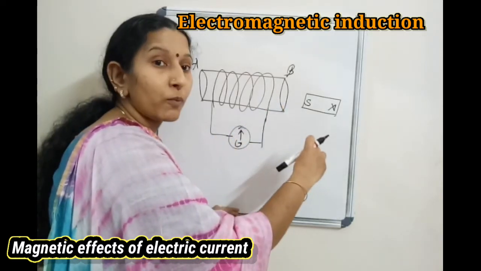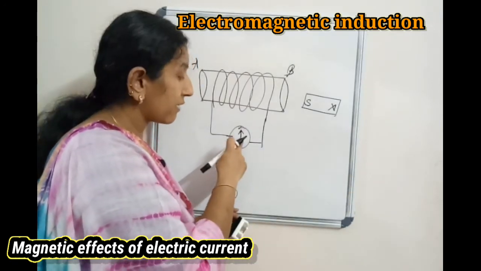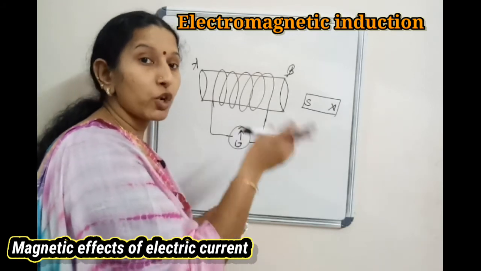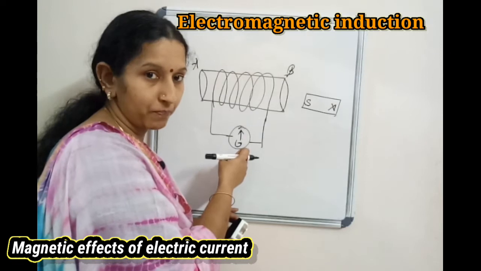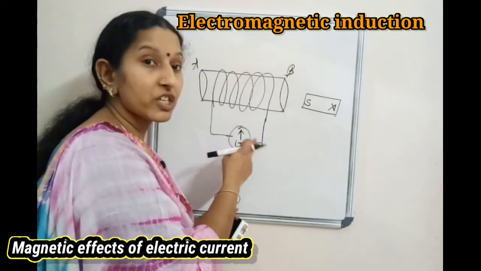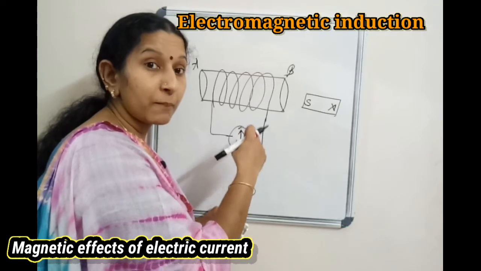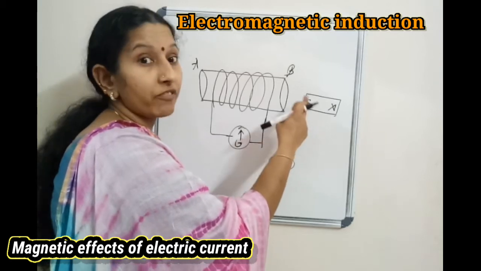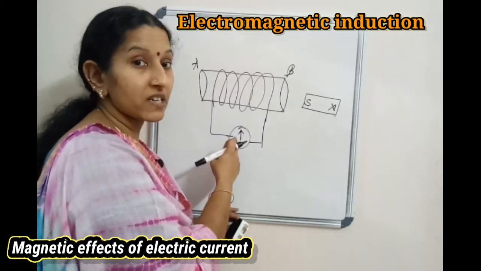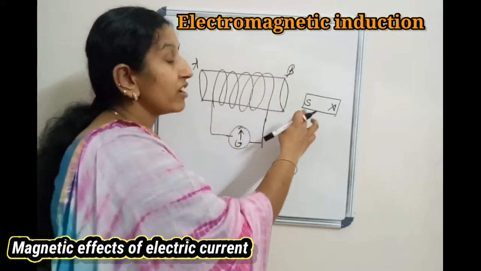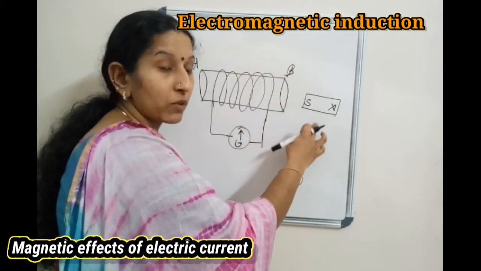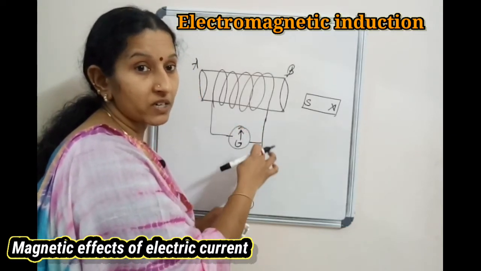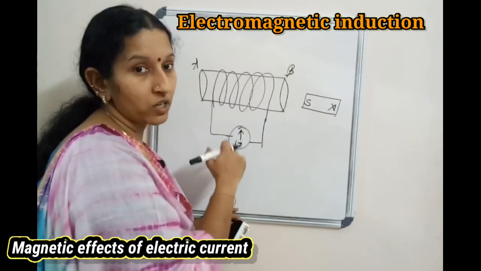When we withdraw the north pole of the magnet away from the coil, the galvanometer needle shows deflection towards right. Got it? When we show the north pole, the first deflection is towards right, and when we withdraw the north pole of the magnet, the deflection is towards left. But when we show the south pole of the magnet towards the coil, the first deflection is towards left. When we withdraw the south pole away from the coil, the galvanometer needle deflects towards right, and if we are not moving, it points towards 0.